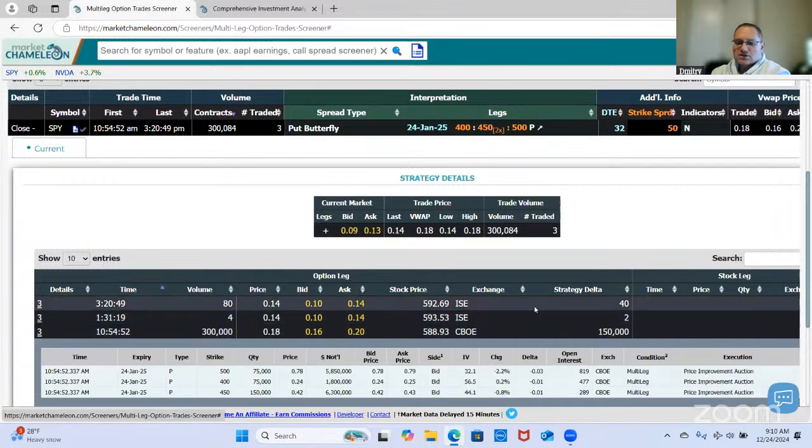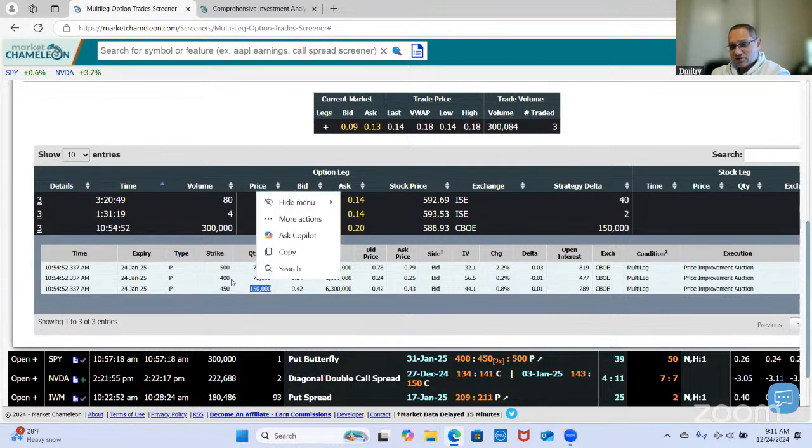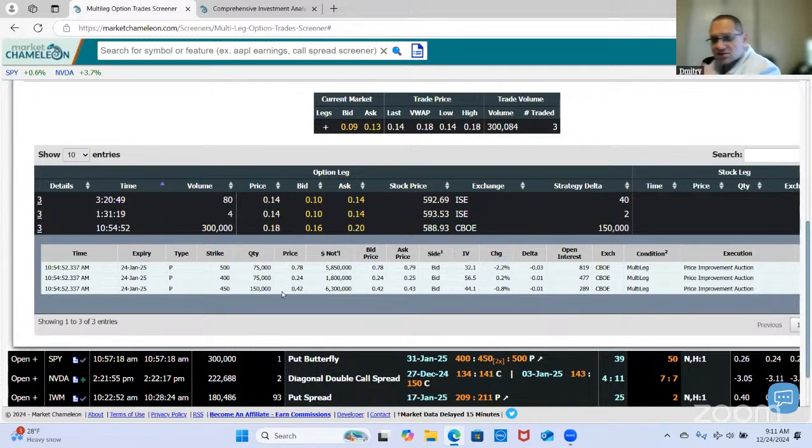But if we look at the original one, you click on this details, and then you get all three legs. So you can see here they were executed at the same time. The 500 put on January 24th, 25, the 400 put, and then the 450 put. So you can see the 450 put traded 150,000, while the wings, the 400 and 500, were 75,000 contracts each, for a total of 300,000 contracts in that spread.